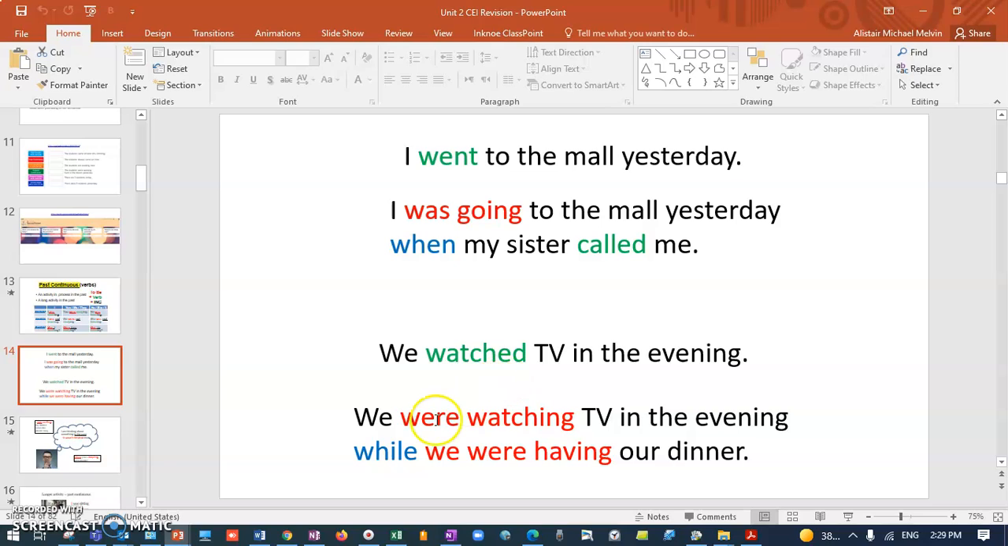Okay. Another example. You can see the last one here. We were watching TV in the evening while we were having dinner. So this is two activities at the same time. I don't think there'll be many like that in the exam though. They'll mostly be like this one.